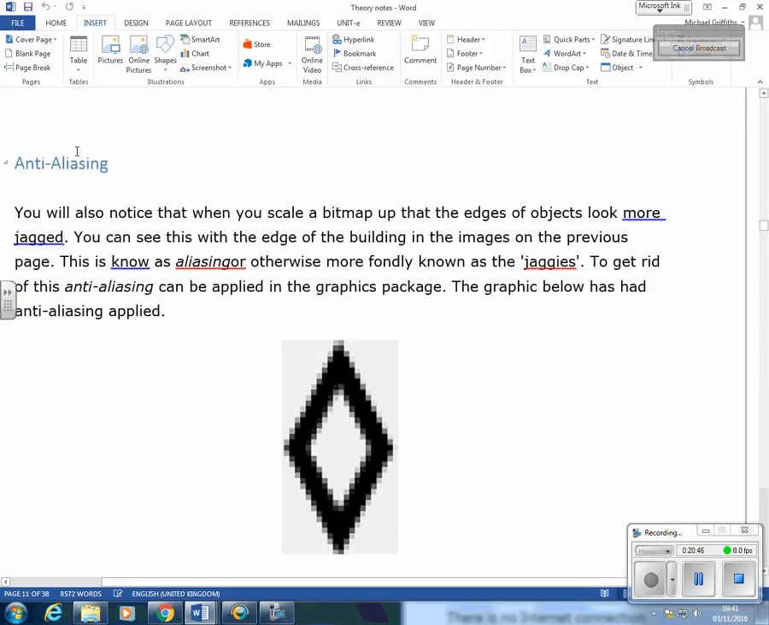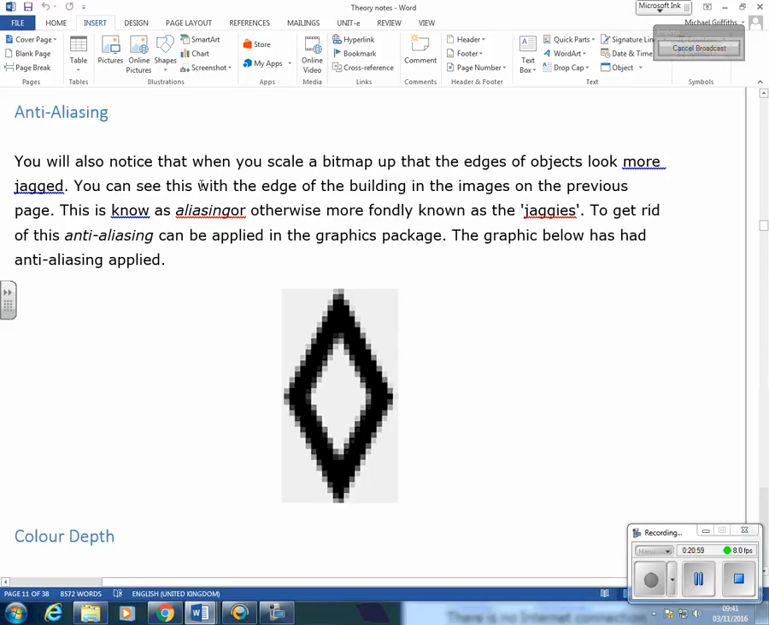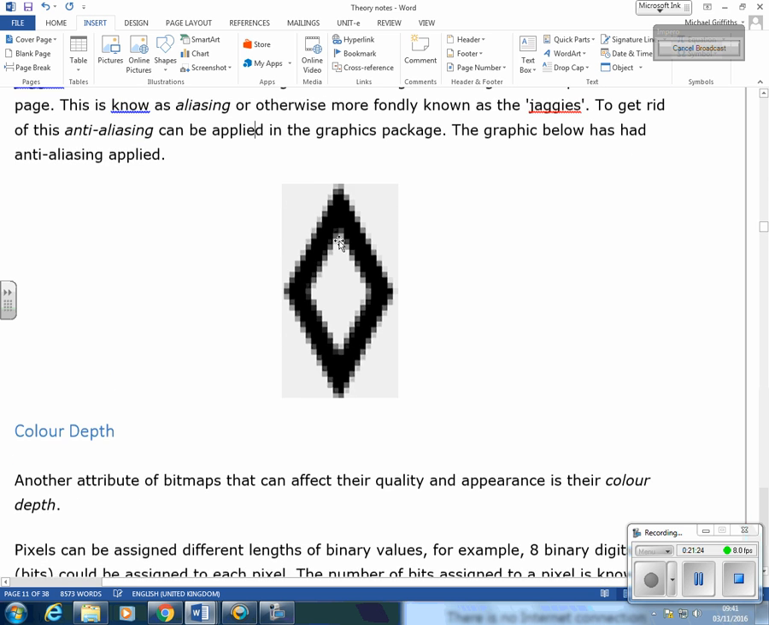Right, okay. Anti-aliasing. This again is something that you can be asked about. You'll notice that when you scale a bitmap up, the images of the object look more jagged. You can see this on the edge of the building in the images in the previous one. It is known as aliasing. There should be a space in there. Look, known as aliasing, more formally known as jaggies. To get rid of this, anti-aliasing can be applied in the graphics package. The graphics package below has had it applied.